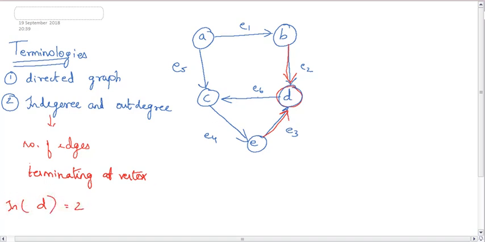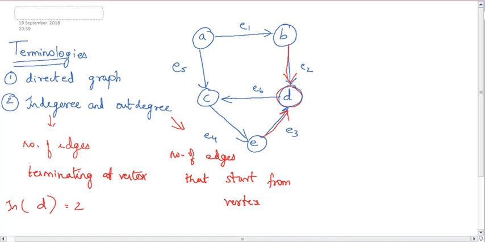Point to be noted, E6 is not terminating, it is starting from D. Therefore, we cannot count it as in degree. Now, what is out degree? Out degree is nothing but the number of edges that start from a vertex.